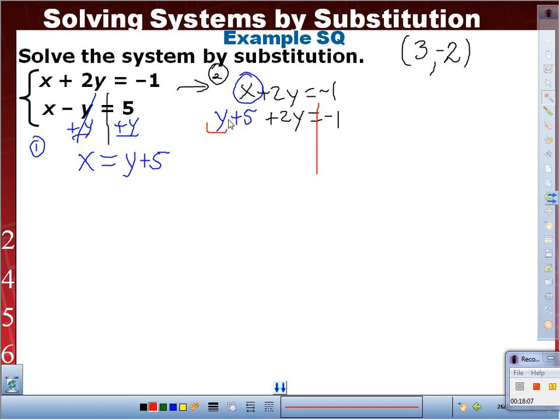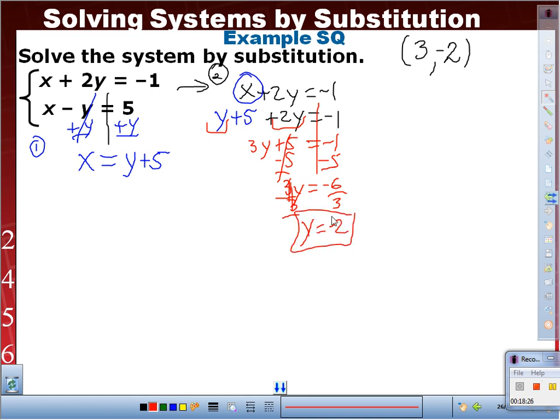Can I combine like terms? Yes. That is 3y plus 5 equals -1, minus 5, minus 5. 3y equals -6, divided by 3. y equals -2. Let's see if we're on the right path. Does our solution that we got on decimals, is it -2 for y? Yes. Okay, so far so good. That was step 3.